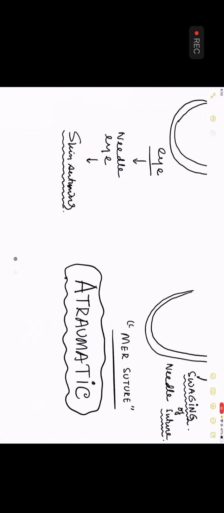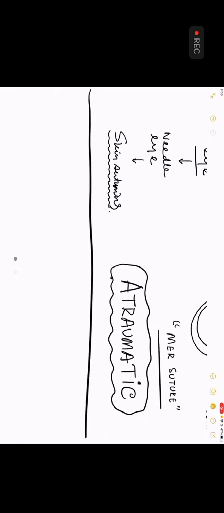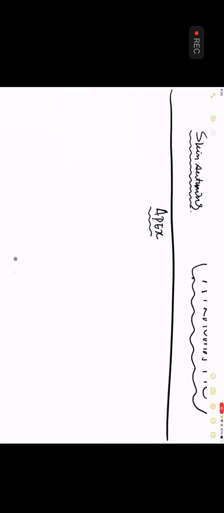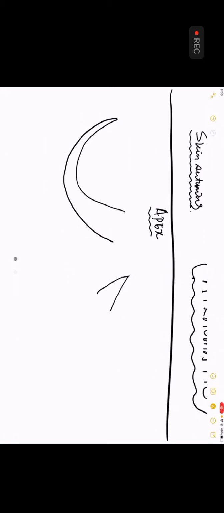Finally, come to the apex of the needle. Apex of the needles are of three types, at least for you guys to know. Look into the first kind. It gradually tapers into a cylinder. A cylinder tapers like a cone, an ice cream cone like thing. This is called a round body.